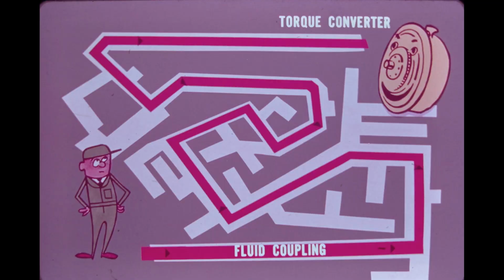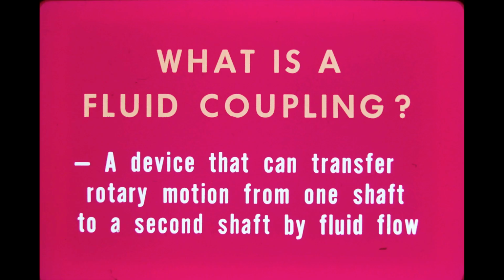Probably the easiest approach to understanding the operation of the torque converter is to first understand the fluid coupling, a device similar to the converter but less complicated. What is a fluid coupling? Basically, a fluid coupling is a device capable of transferring rotary motion from one shaft to a second shaft only by fluid flow, that is, without the aid of a mechanical connection.